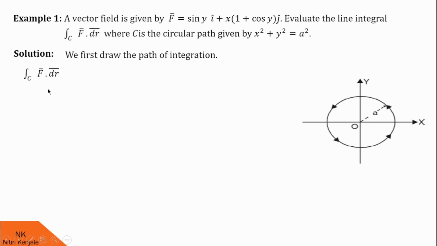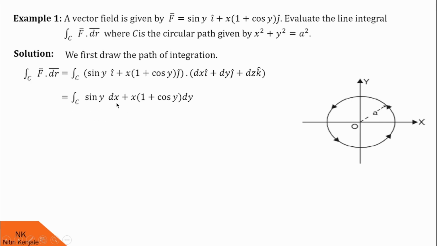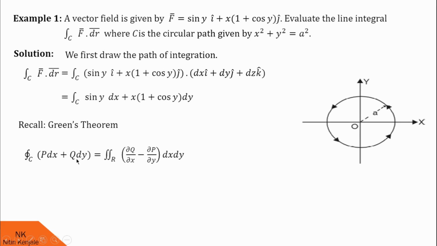Next we write the integral of F bar dot dr bar. Here F bar is sin y i cap plus x into 1 plus cos y j cap, and dr bar is dx i cap plus dy j cap plus dz k cap. Taking their dot product, we get integral of sin y dx plus x into 1 plus cos y dy along C. Now we recall Green's theorem. It states that line integral P dx plus Q dy along closed curve C is equal to double integration of ∂Q/∂x minus ∂P/∂y dx dy.